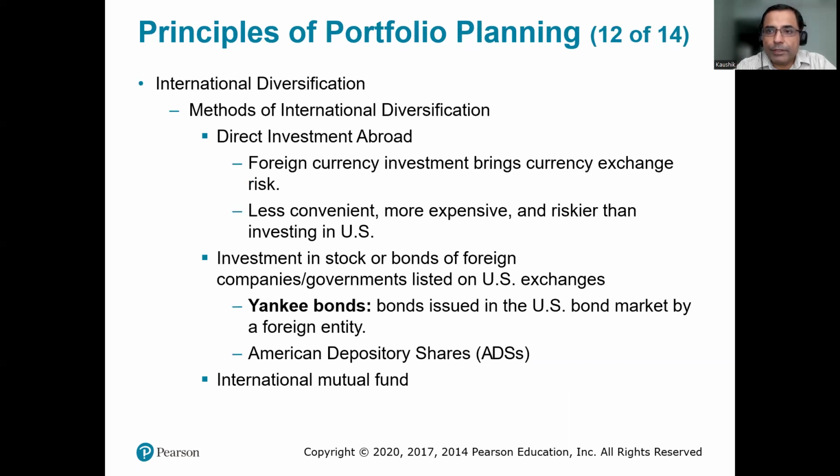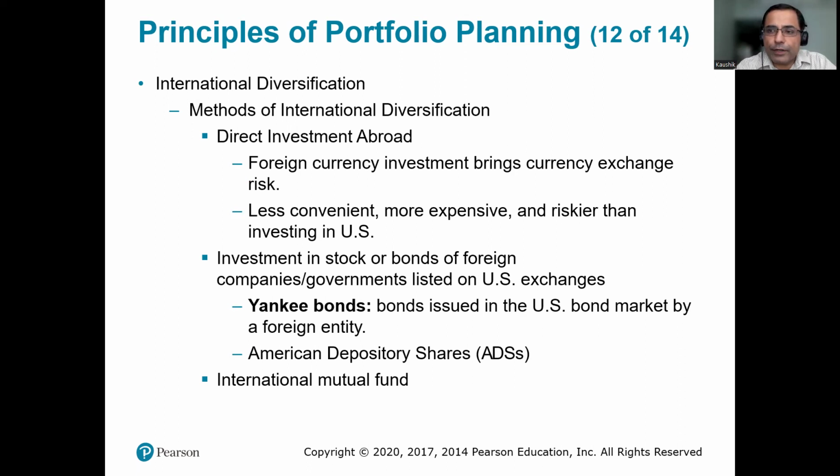So what are the methods of international diversification? One is direct investment abroad. The investor invests in the foreign country. There are risks involved, such as foreign currency risk, and transaction costs are higher, and so on.